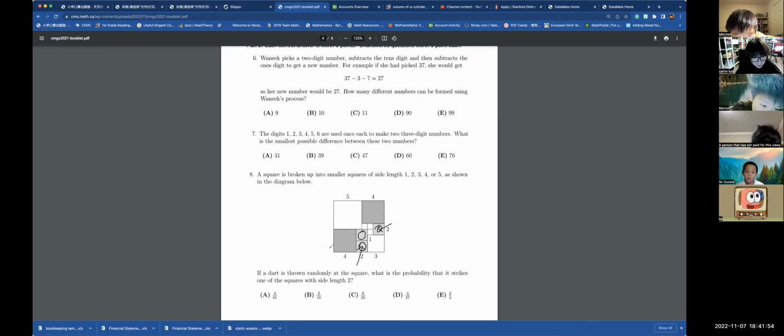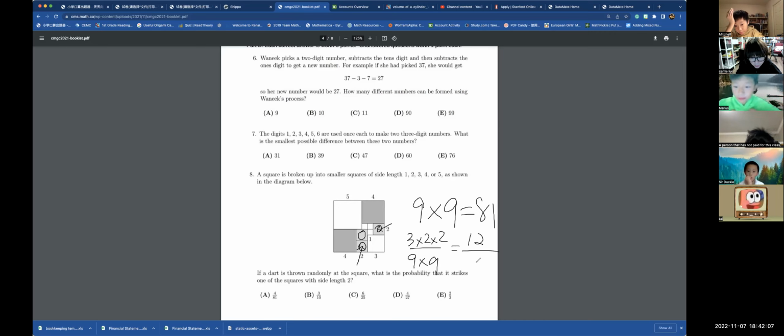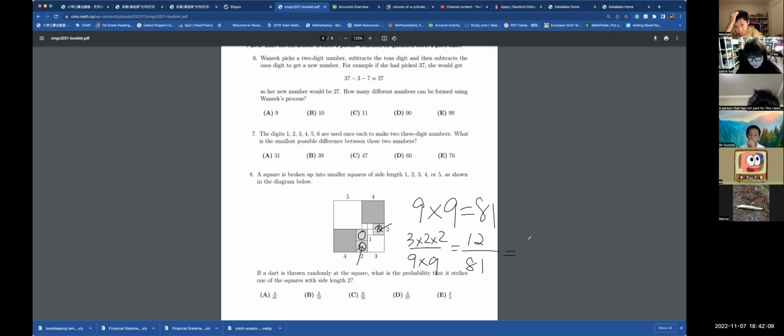Okay, 那你们看看这个总的面积有多少？是不是 9 times 9 equals 81, right? But how many of them are the 2 squares? So it's 3 times 2 times 2 over 9 times 9. So the answer is 12 over 81, which is AKA 4 over 27. So the answer is B.